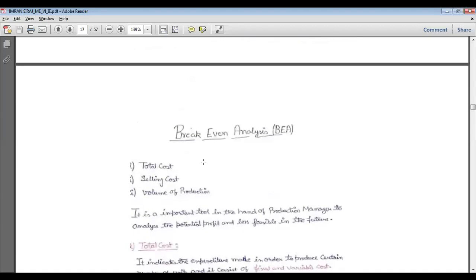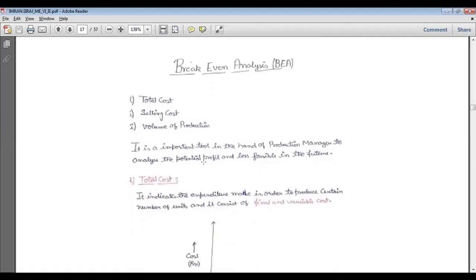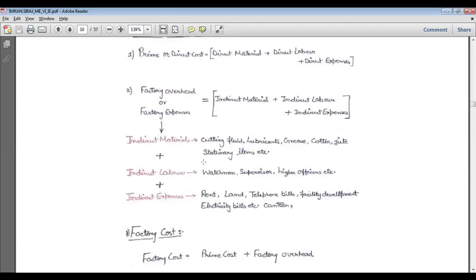So again, coming to break-even analysis. What is this, how is it involved, how functional is it, and how important is it? We'll discuss break-even analysis. So we talk about total cost. Total cost is the cost that involves prime cost plus factory overhead or factory expenses.